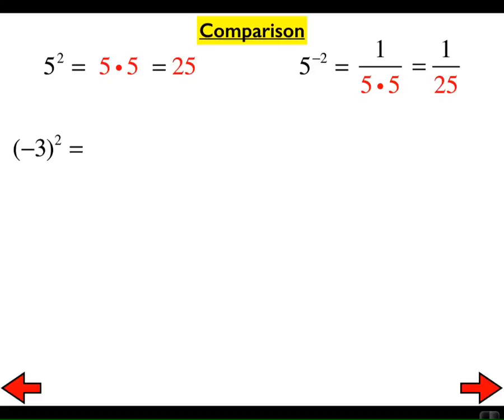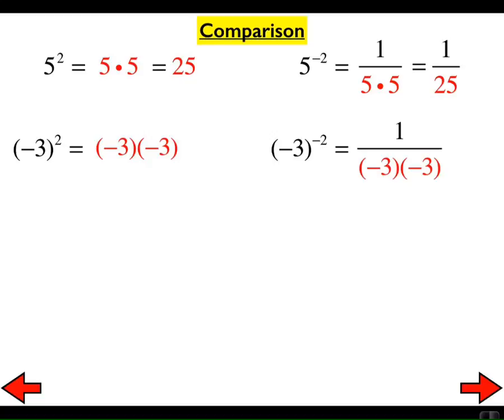Now if I keep going, here, what's being raised to the 2nd power? The negative 3. So I'm going to repeat that 2 times. But negative 3 to the negative 2nd power would be me dividing by that twice. So I would get 1 over negative 3 times negative 3.